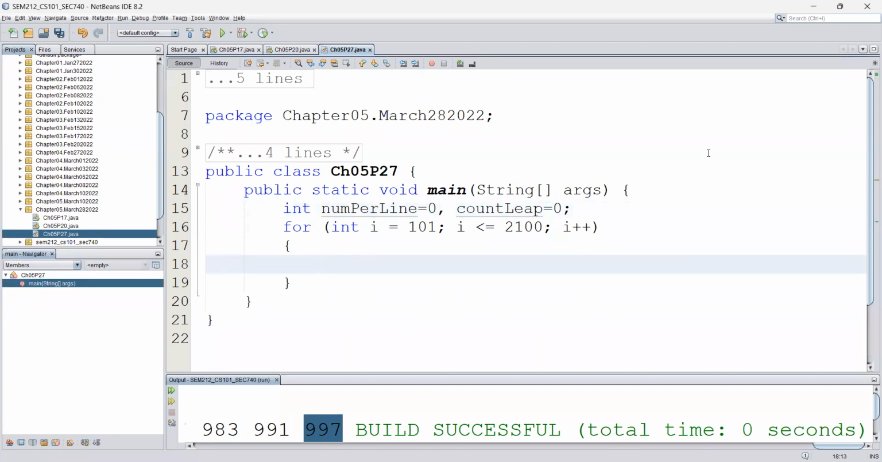All right. So, what is the condition for a leap year? Well, the condition for a leap year is if i is divisible by 4.